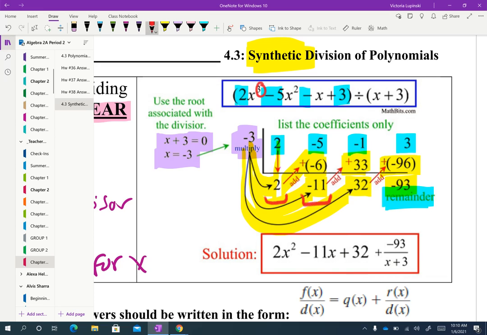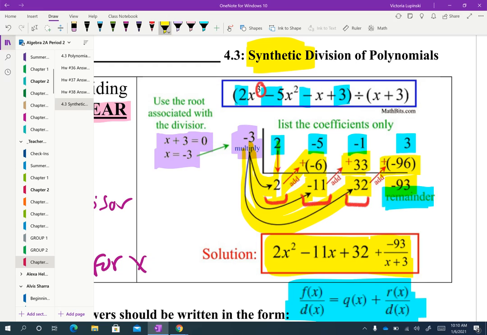Then the negative 11, you're going to make that a linear, which is an x. The 32 is going to be your constant. And then remember, you still have to give your answer in that same format, the quotient plus the remainder over the divisor. So your quotient is that quadratic. Your remainder is negative 93 divided by x plus 3, and this is your final answer or your final solution.